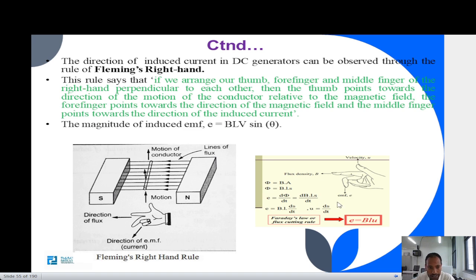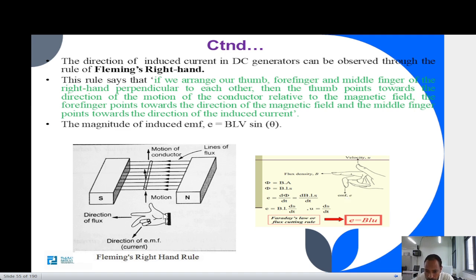It's like here. So our thumb indicates the direction of the motion or the velocity, our forefinger indicates the direction of the flux, and the middle finger indicates the direction of the EMF or produced voltage.